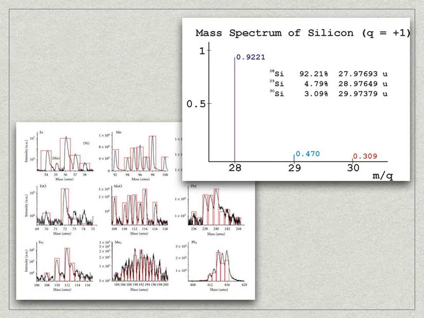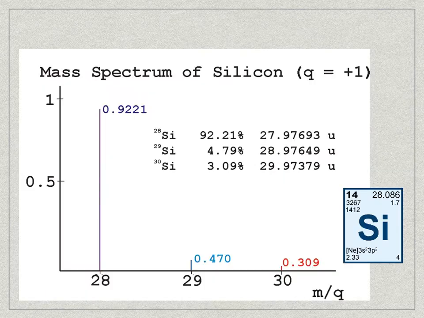The height of these lines, or the heights of the peaks, tell you the percent abundance. And here the computer program has actually sorted all of that out. 92% of your silicon is 28, 4% is 29, 3% is 30. Then you can take these numbers, your percentage times your mass, your percentage times your mass, your percentage times your mass. And when you do that work, you should get the atomic mass of silicon.